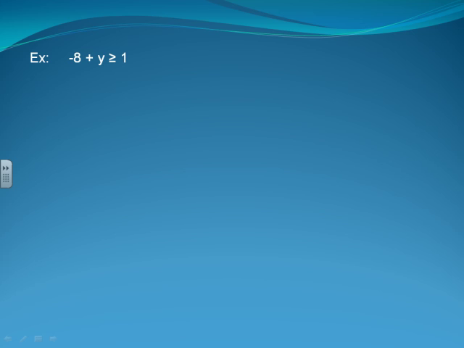Let's do another one. Negative 8 plus y is greater than or equal to 1. We want to isolate our y. So here we have a negative 8. To get rid of a negative 8, we're going to add it to both sides. That'll cancel it out on your left-hand side. Addition does not change the sign, so the sign stays the same. Now we're left with y is greater than or equal to 1 plus 8 is 9. Our y is isolated. Our solution set is listed.